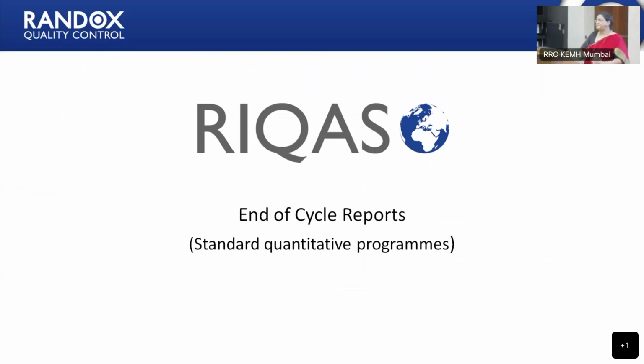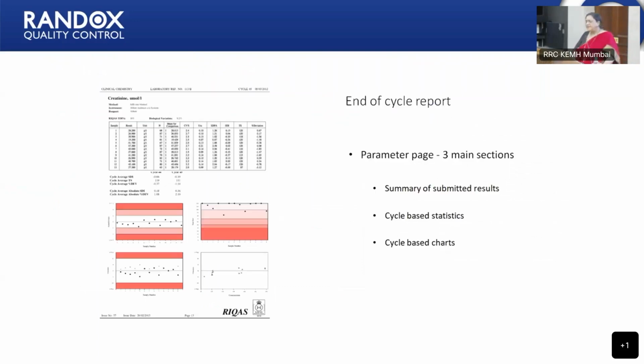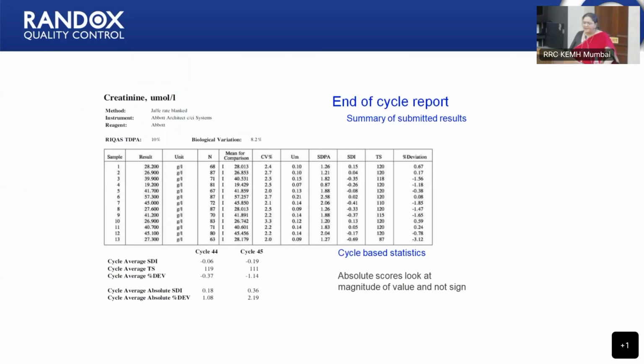Once the cycle completes, we also provide an end of cycle report. The end of cycle report provides the summary of the whole cycle and the performance for each parameter. Again, a page is allotted for each parameter that gives three pieces of information: summary of the submitted results, cycle-based statistics, and the cycle-based charts. The summary of all the submitted results includes the cycle number, results, unit, the number of participants in that particular year, and the mean.